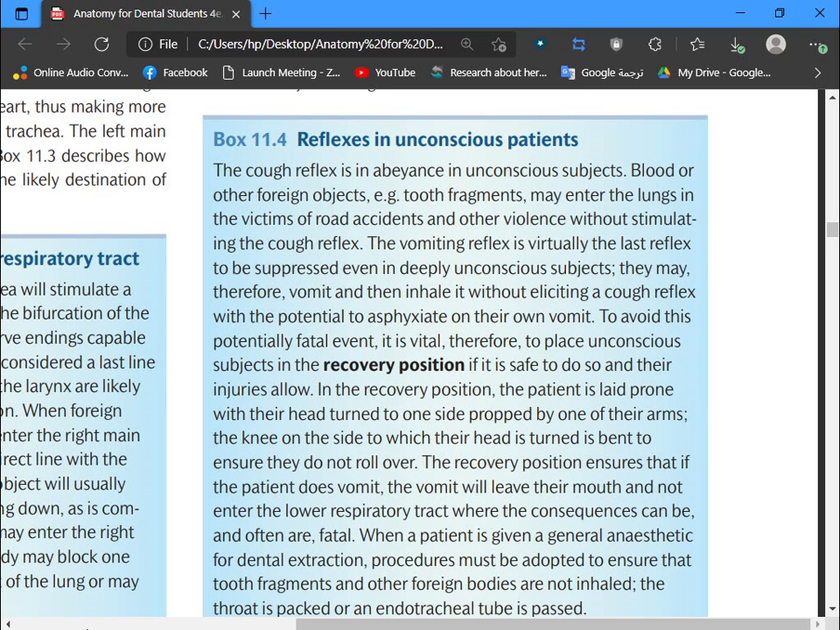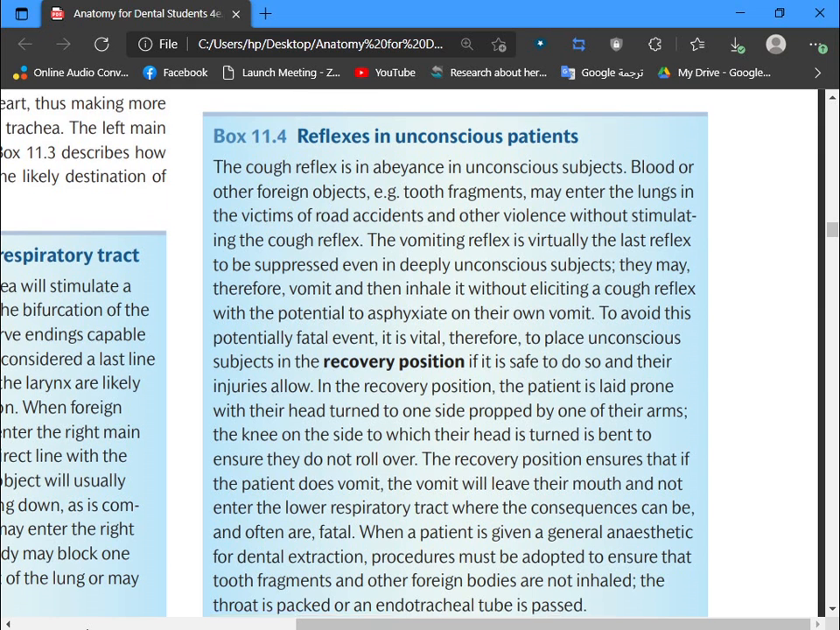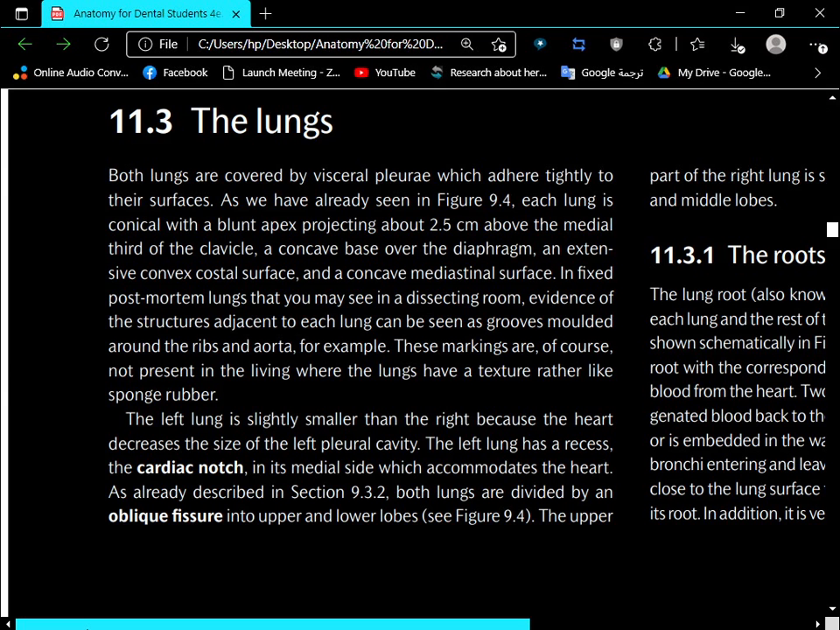When a patient is given a general anesthetic for dental extraction, procedures must be adapted to ensure that tooth fragments and other foreign bodies are not inhaled. The throat is packed or an endotracheal tube is passed.